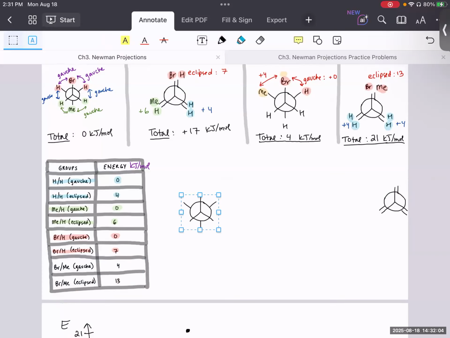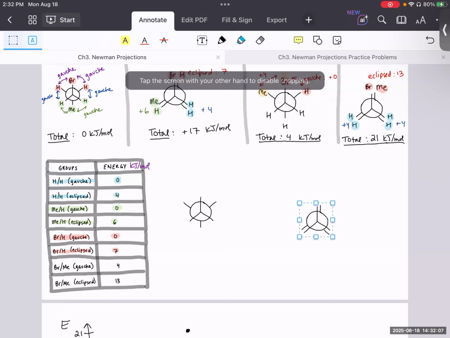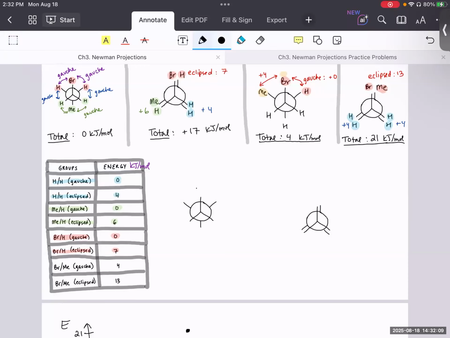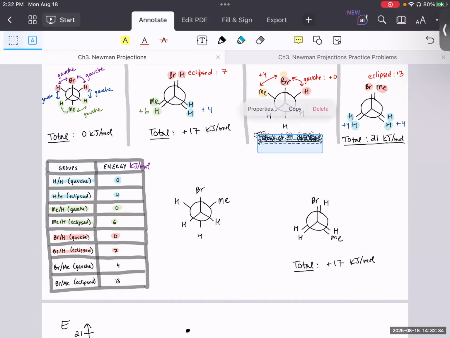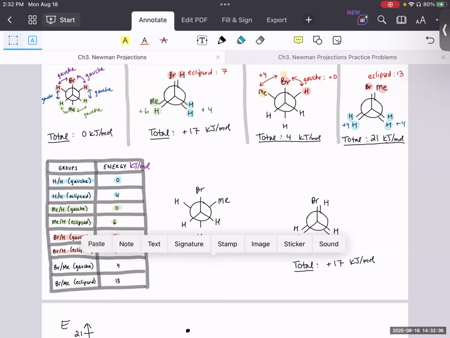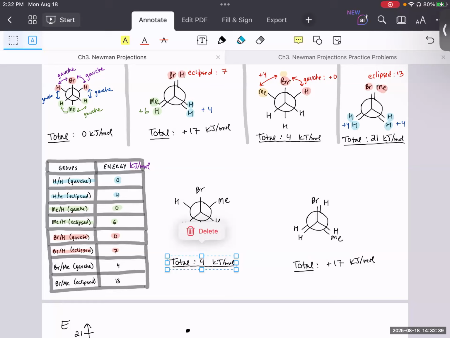Next, we can keep going with our last two states, and these are going to end up being pretty similar to the ones that we've already calculated because we have multiple hydrogens. Here we have bromine, methyl, HH. And what we'll see is that the interactions that we get are going to match the states that we got up here. And you can go through and identify all the interactions just to confirm that here.